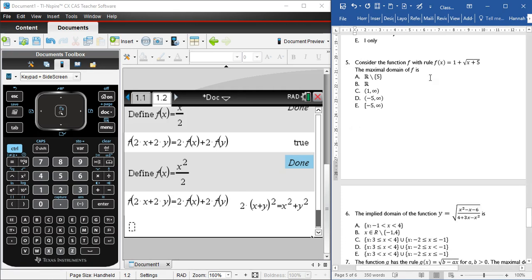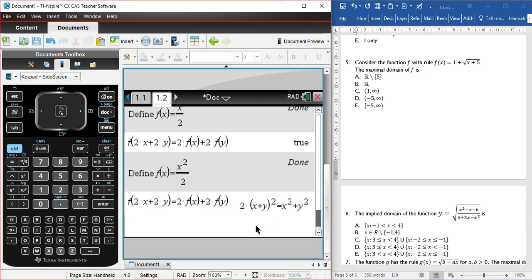Consider the function with this rule. You need to work out the maximal domain of f. Maximal domain is another name for implied domain, and the easiest way to find it is to ask the CAS, what is my maximal domain? So type domain. See how it's a command? It goes from italic to normal.